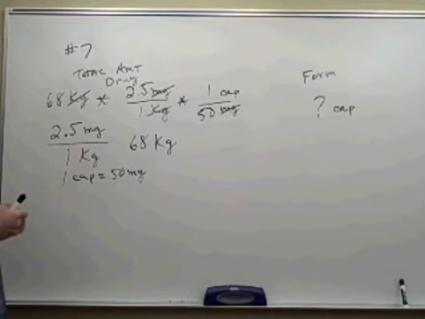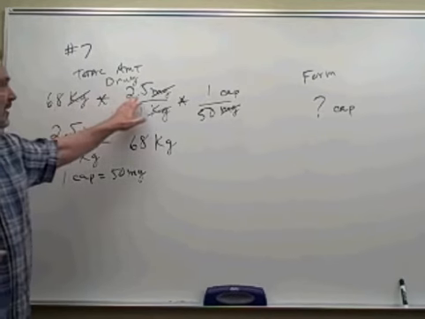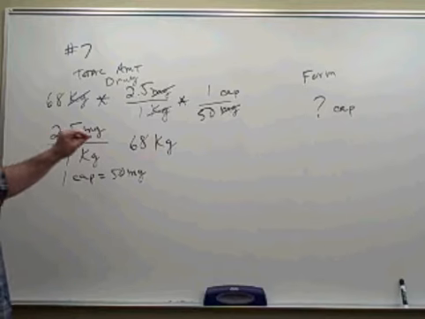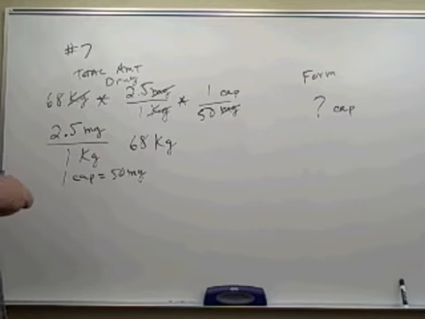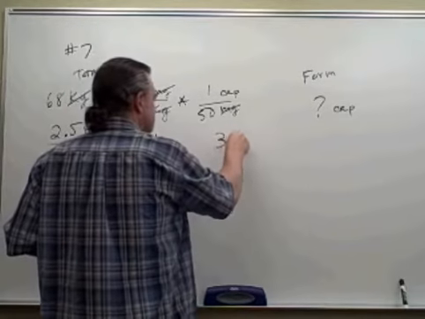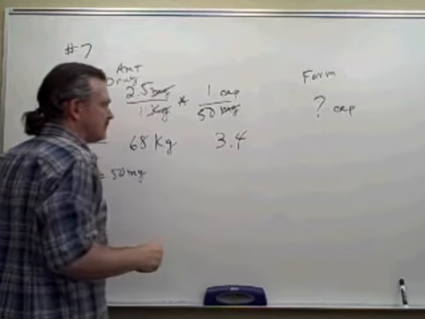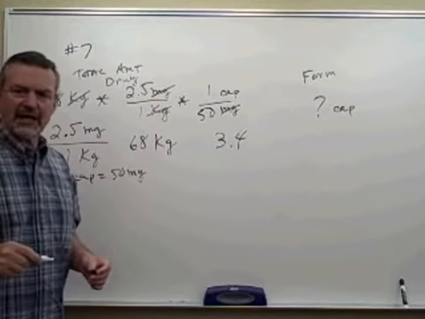Now if we do this arithmetic, and the nice thing about it, we can do this with our calculator, which will help us some. So we would take 68 times 2.5, divide that result by 50, and when we do that, we get 3.4. So that says 3.4 capsules.